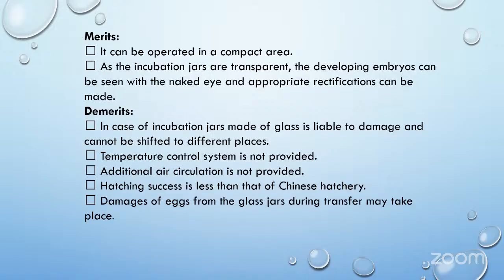If you look into the demerits, incubation jars made of glass are liable to damage and cannot be shifted to different places. Temperature control system is not provided. Additional air circulation is not provided. Hatching success is less than that of Chinese hatchery. Damage of eggs from the glass jars during transfer may take place.